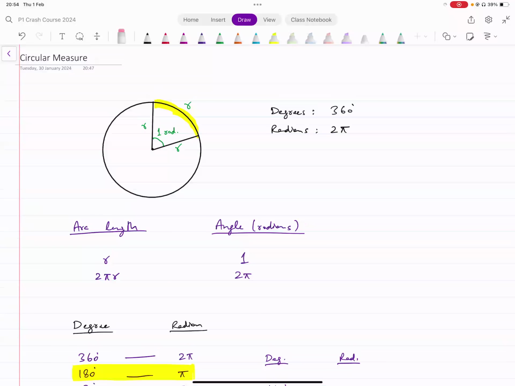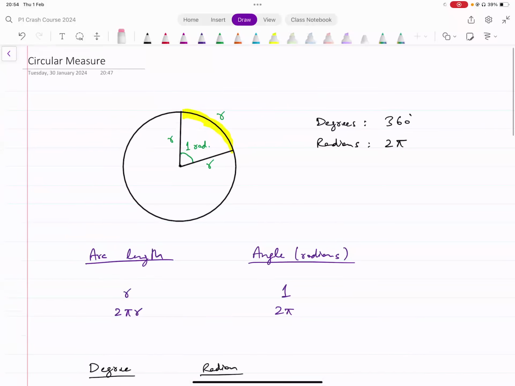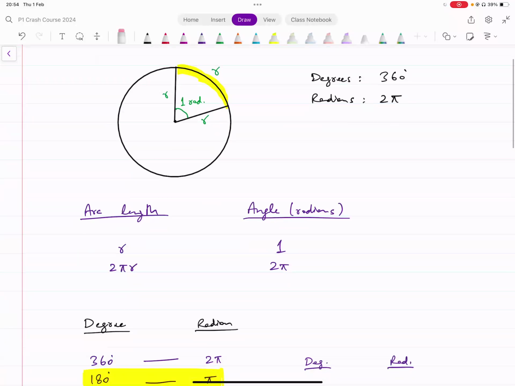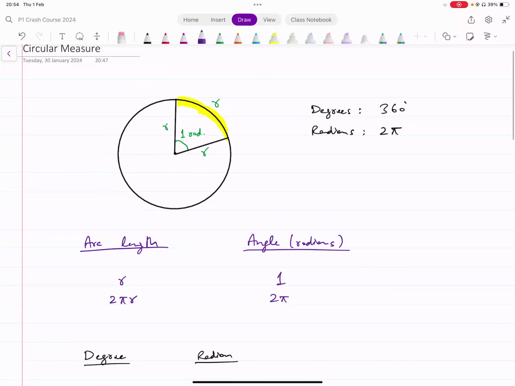Let's start with this then. This is what we started with in our last session, circular measure. We talked about this new angle unit that we have that's called radian. So in a complete circle, in degrees, we have 360 degrees. In radians, we have 2 pi. So 360 degrees corresponds to 2 pi.